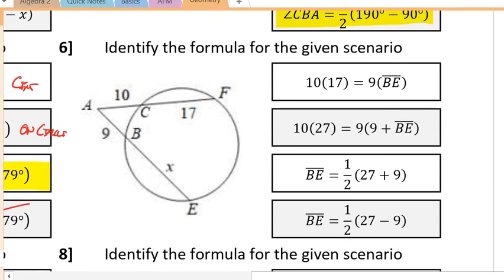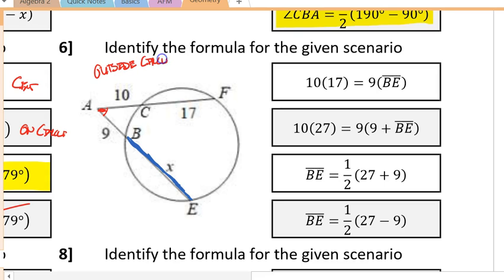Question number 6. Notice here we're not actually trying to find an arc length or an angle measure. We're actually trying to find the length of BE, which in this case is a segment. So this is one of our newer problems when we're trying to find a segment. If we notice, though, this angle measure that I'm given, even though we're not dealing with an angle problem, is outside the circle.